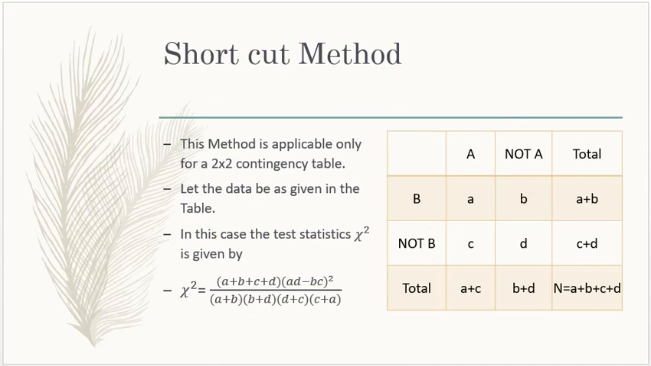So we can use a shortcut formula. This is only for the 2 by 2 contingency format. So consider a table like that: A, not A, B, not B, and let the frequencies be given as A, B, C, D. Then you have totals A plus B, C plus D, A plus C, B plus D, and N is A plus B plus C plus D. In this case, you do not need to calculate the theoretical frequencies Eij. Here you can directly use this formula. So this is N into, this one is N.